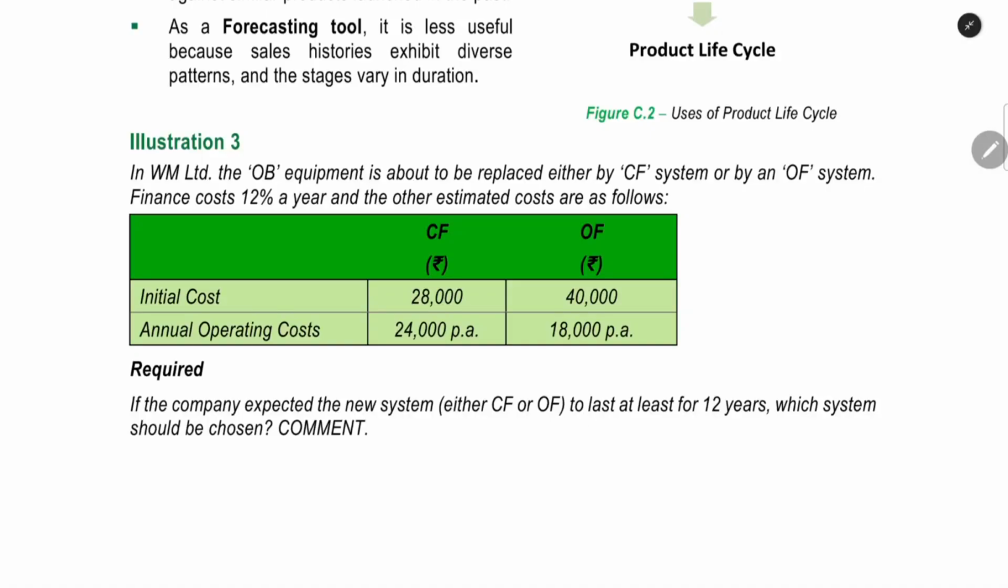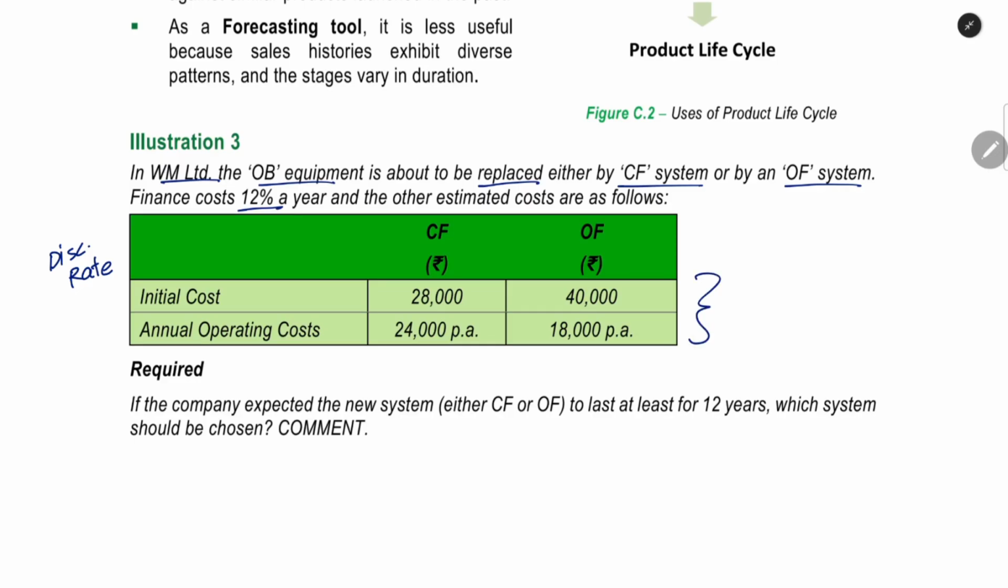Now we can see illustration number 3. In this, the company is preparing an equipment. The equipment is about to be replaced by the CF system or by an OF system. The finance cost is 12% per year. This we can take as the discount rate. And other estimated costs are as follows. Initial cost and an annual operating cost.